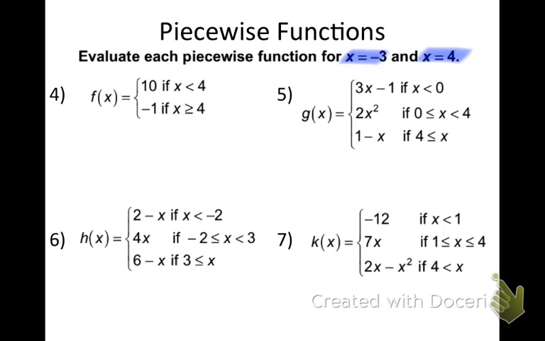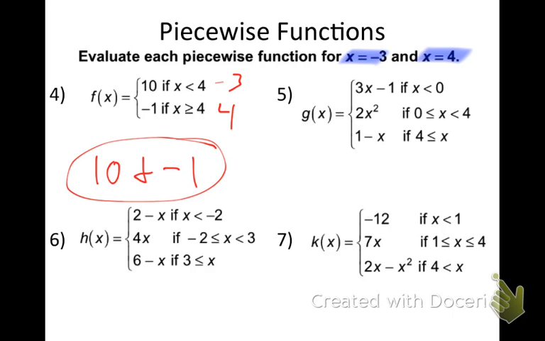Number 4. If I plug in negative 3, that goes into the top function. 4 would go into the bottom function. And what do I get for answers there, Jack? 4. Yep. Negative 3, 4. 10 and negative 1. Because there's just the constants there. Sorry, there's nothing to plug in, I just get that out.